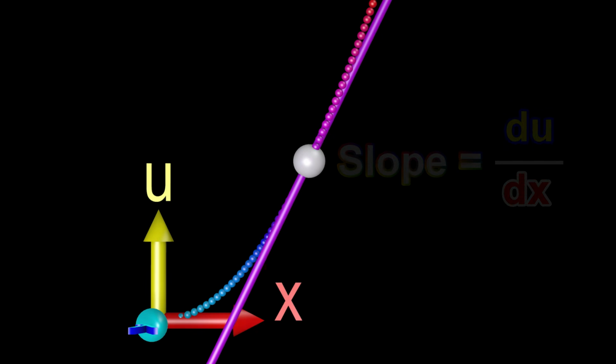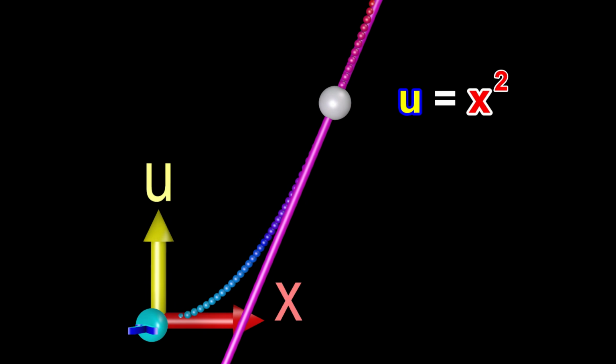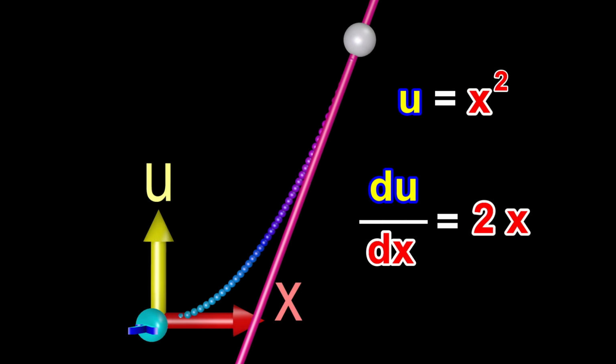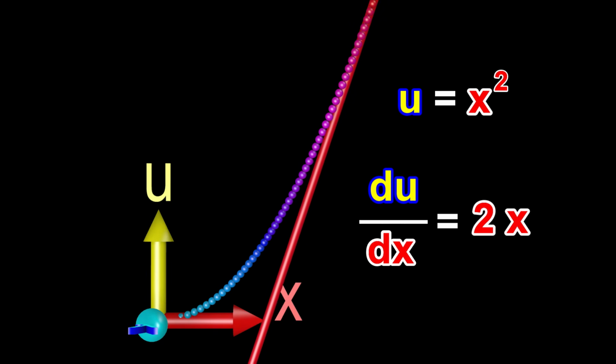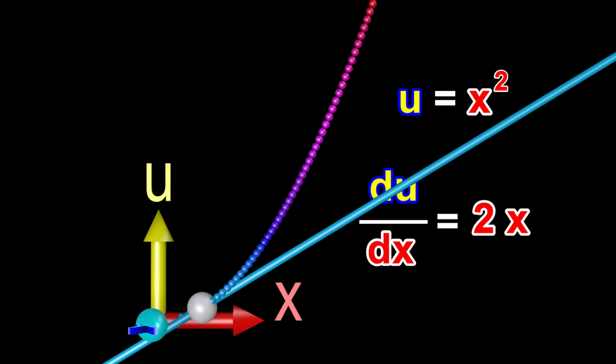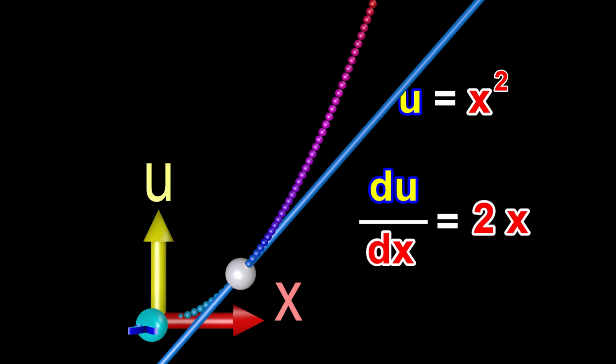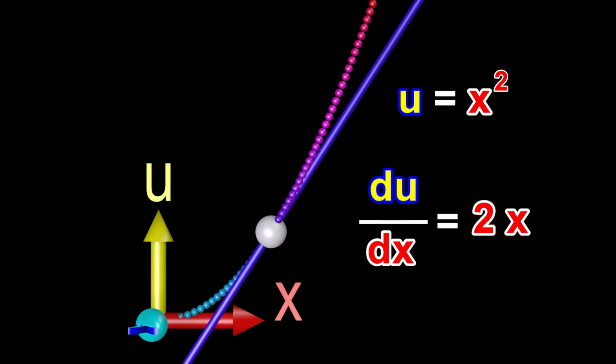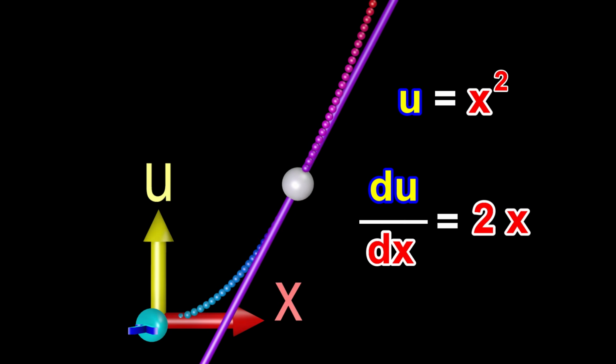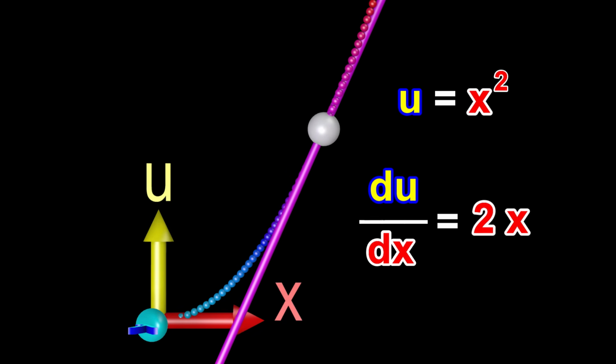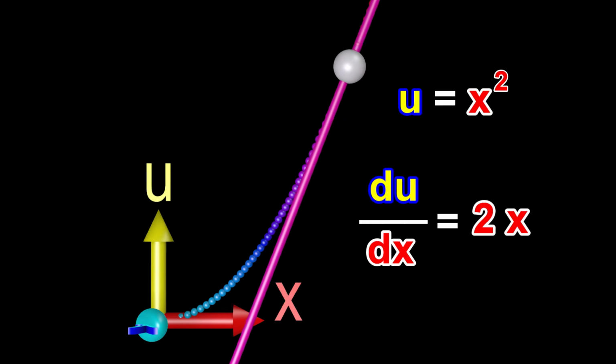In this graph, the slope at each point is given by the following equation. This equation indicates that as x keeps increasing, the slope also keeps increasing. This corresponds to how we see the slope increasing in the animation.